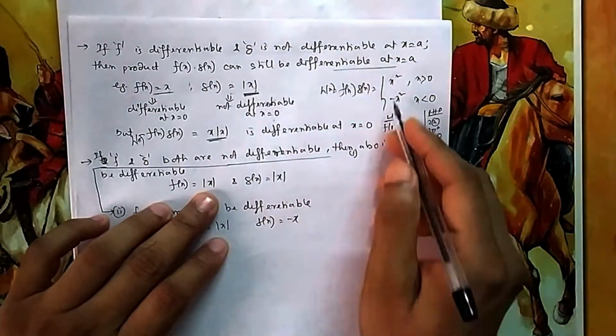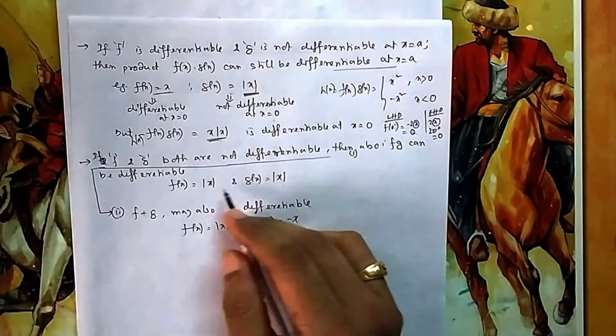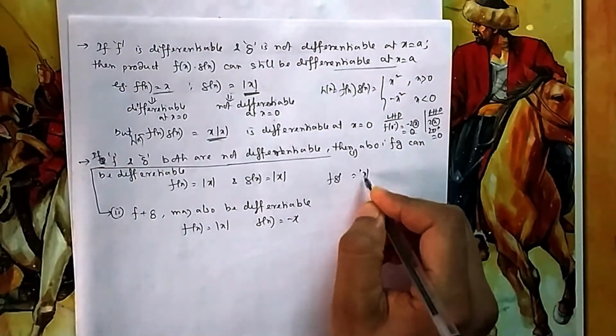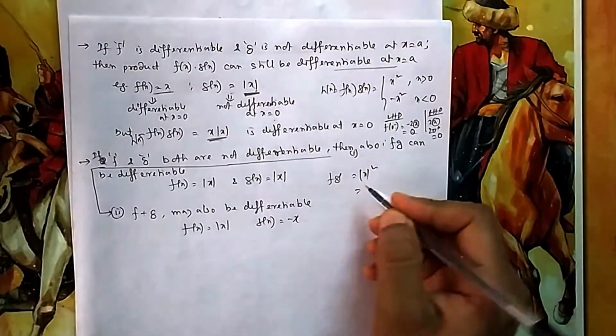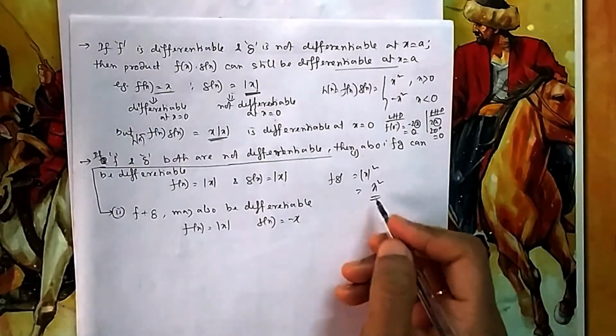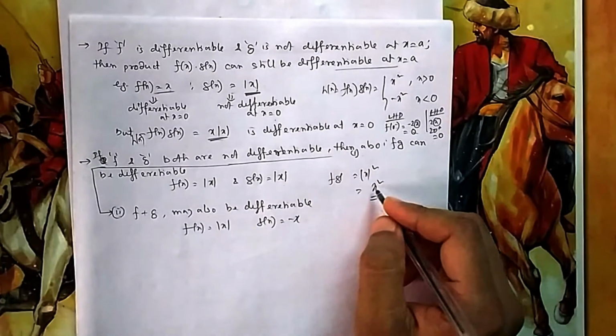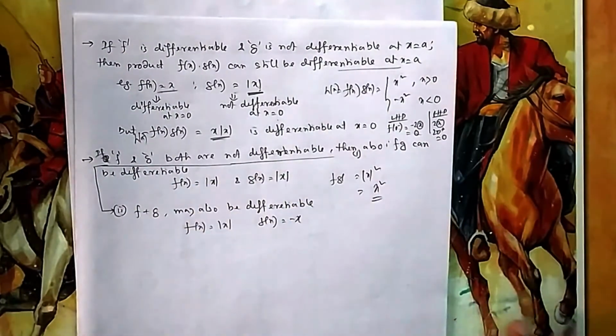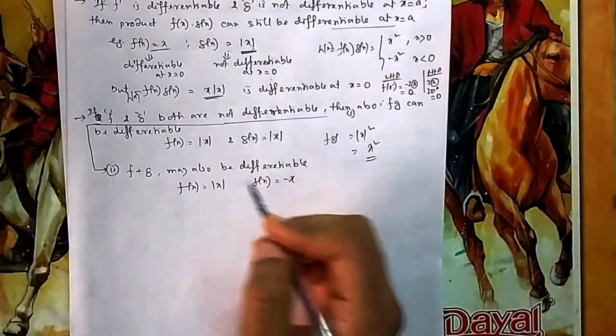If you do this one, it will be the same x square. If you take the product of these two, f and g, it will be mod x into mod x. Mod x whole square means no need of writing mod, because the square will take care of it. So it is simply x square. So this is continuous and this is differentiable, because every time you will get 2x. So f and g both are not differentiable, but their product can be differentiable, so you have to be careful. Similarly, f plus g also can be differentiable.